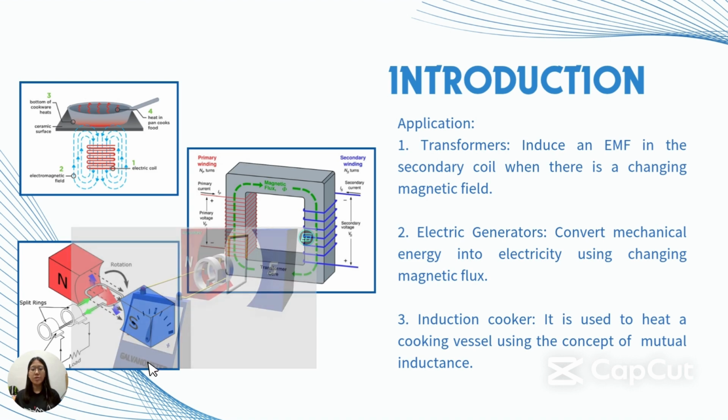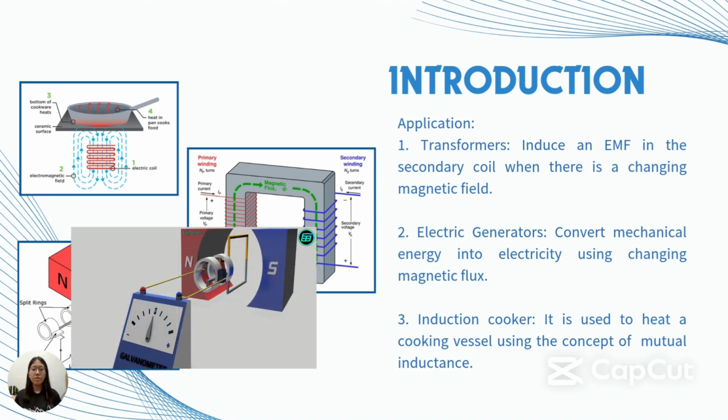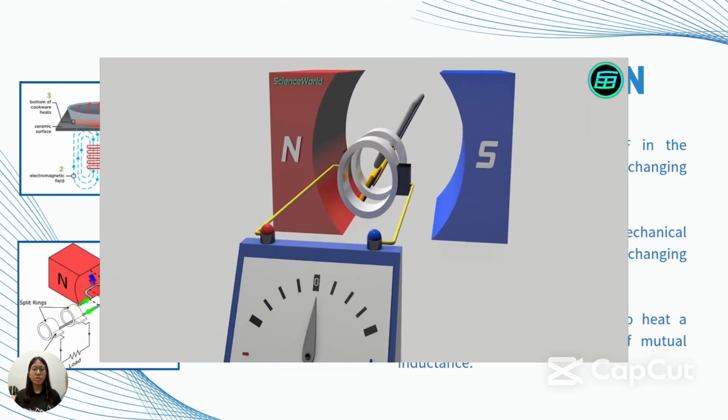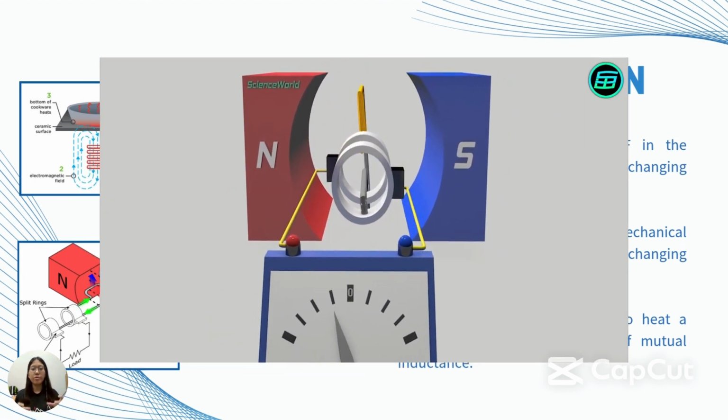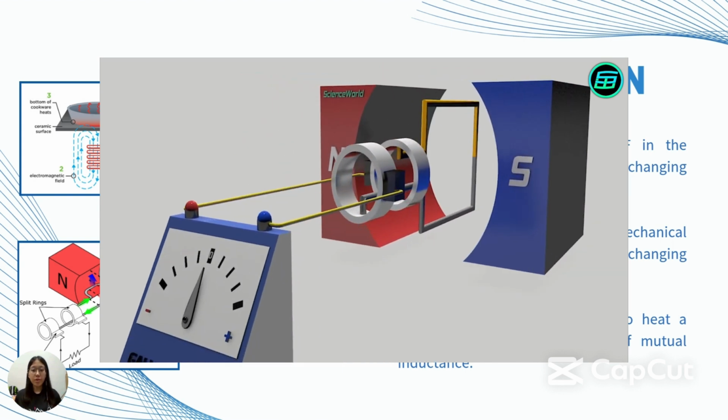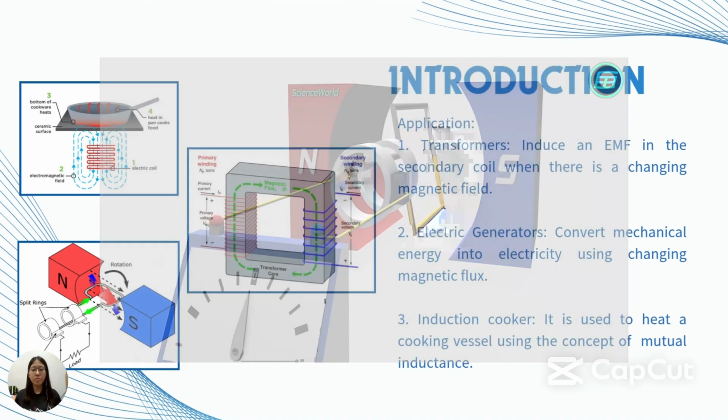And second, generators, a device that converts mechanical energy into electrical energy. A conductor coil is rotated between the poles of the magnet, and the rotating coil intercepts the magnetic field and the current is induced in it.